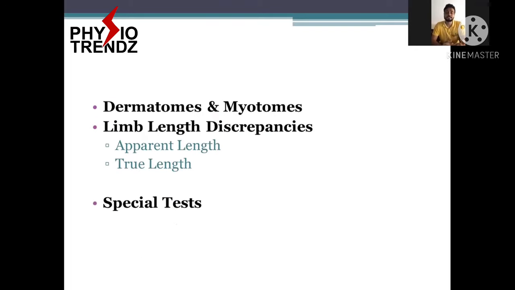The next part is finding out the dermatomes and myotomes which are affected. Then limb length discrepancy, apparent and true limb length. Apparent means we are measuring from soft tissue to another soft tissue part, or bone to soft tissue, and true limb length is always bone to bone. First the apparent limb length is taken, and if anything is wrong with it, then we check for the true limb length.